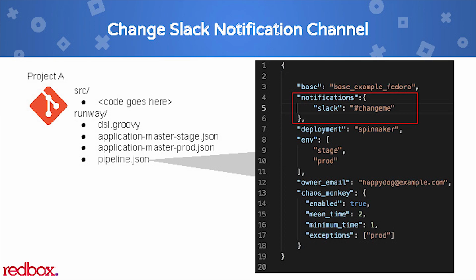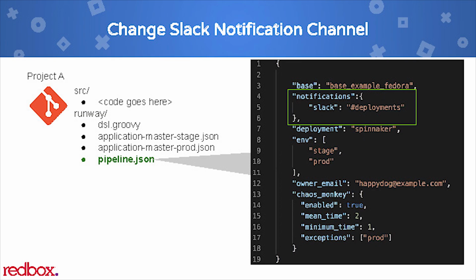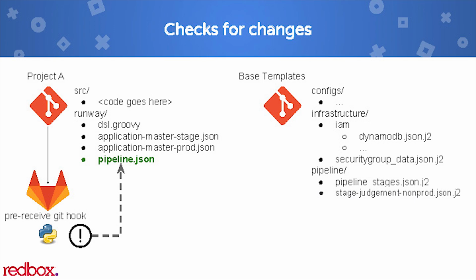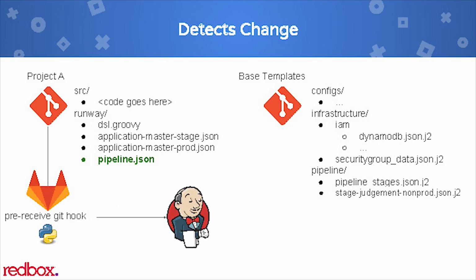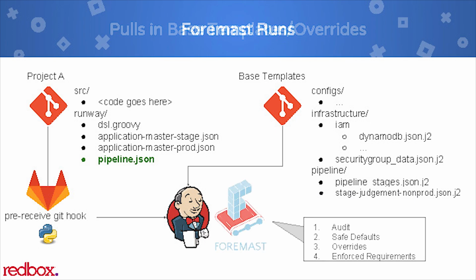So you're going to want to change, let's say, for example, the Slack notification. I want to make it go to the pound deployments channel instead. So what we're going to do is go ahead and do a git commit, because that's what we do. We do git commits. That's going to trigger a pre-receive hook, which is going to see that the pipeline JSON file changed and trigger a Jenkins job and pull in those base templates. And it's going to say, hey, I'm going to have to run Foremast against these base templates, kind of fill in the blanks within those templates, and actually go ahead and run it.